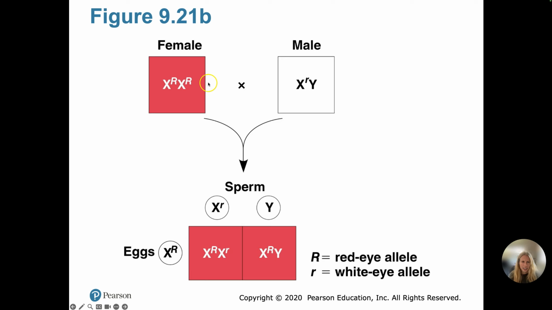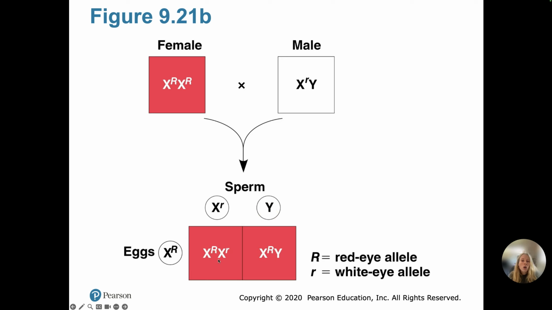Sorry, I misspoke a second ago. The female can only pass on the X^R allele on both of her chromosomes because she has 2 X chromosomes. The male has an X chromosome and a Y chromosome, so can pass on either of those. So the eggs will all be X^R. The sperm can either be X^r or Y.